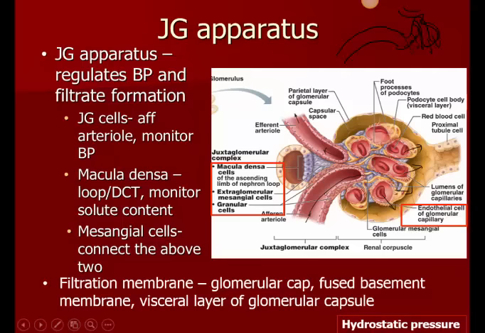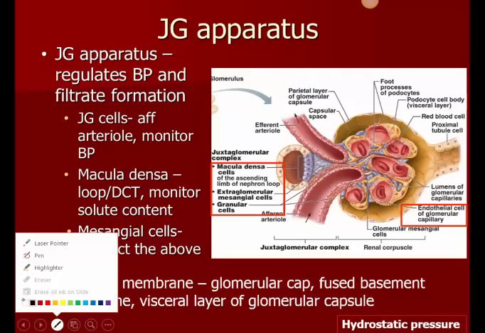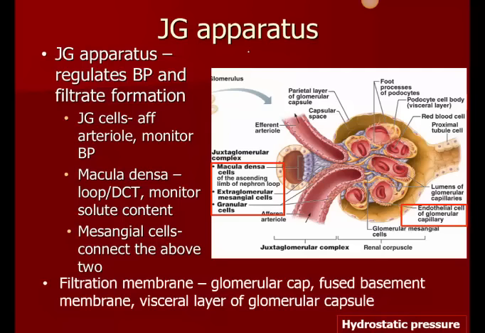So between the afferent arteriole and the distal convoluted tubule and the ascending segment of the loop of Henle, you have something called the JG apparatus. JG stands for juxtaglomerular. Juxta meaning close, glomerular meaning glomerulus.